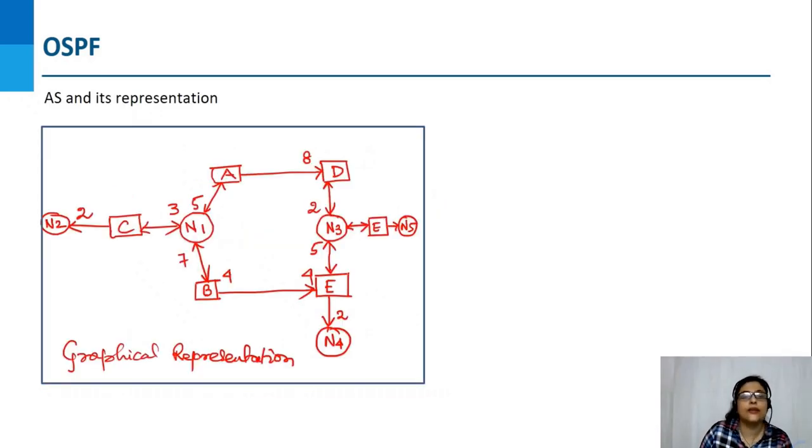Now, let us look at the graphical representation of the previous topology. Here, the networks are defined by a circle and routers are defined by a square. So here we can see that networks N2, N4 and N5 are the stub networks, and N3 and N2 are transient type of networks.